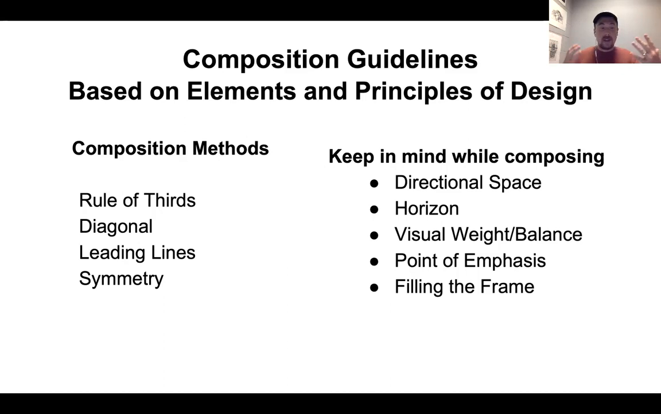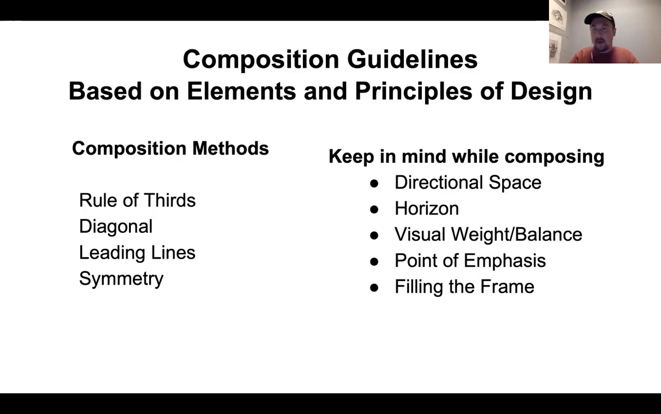So rule of thirds is one we'll go over. The use of diagonals or leading lines, and then symmetry. And something to keep in mind with all of these is directional space. Where is my eye being led towards? What are we looking at within the frame? Where is your horizon line? Meaning, is it more top heavy? Is it more bottom heavy? Is it more in the middle?